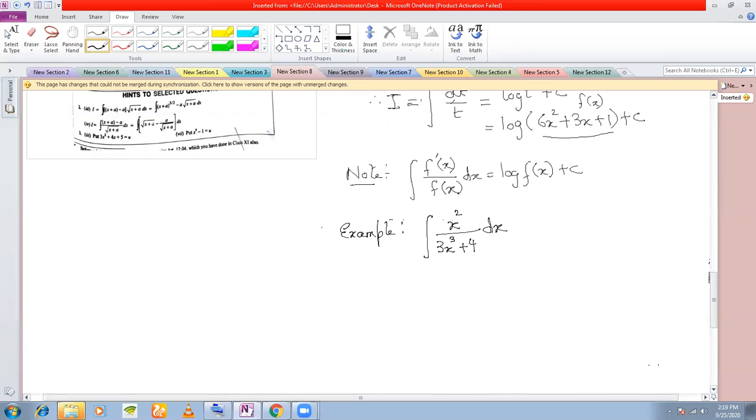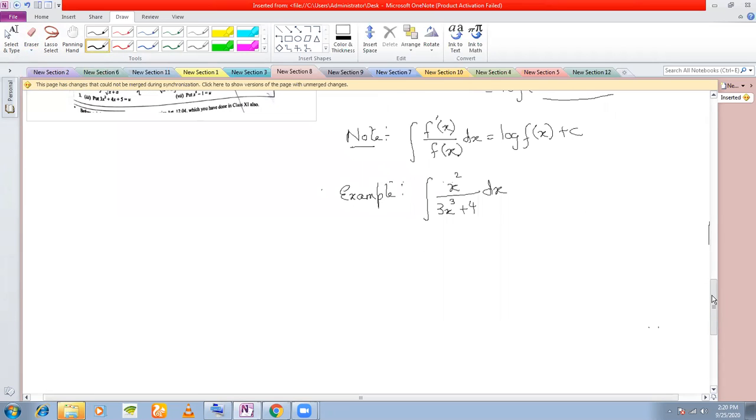Okay. So if we differentiate the denominator, how much will I get? 3 into 3x square, we'll get 9x square. Do I have x square in the numerator? Yes. What is the derivative of 3x cube plus 4? Tell me fast. Sir, 9x square. From that 9x square, do I have x square in the numerator? Yes, I have. That means this technique will work.